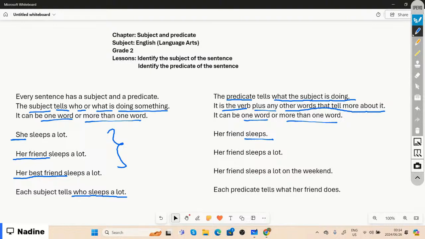If we look at the next sentence, it says her friend sleeps a lot. So now we need to ask ourselves, what is her friend doing? We can say her friend sleeps a lot. So her friend is the subject, but the predicate that tells us what her friend is doing is sleeps a lot.